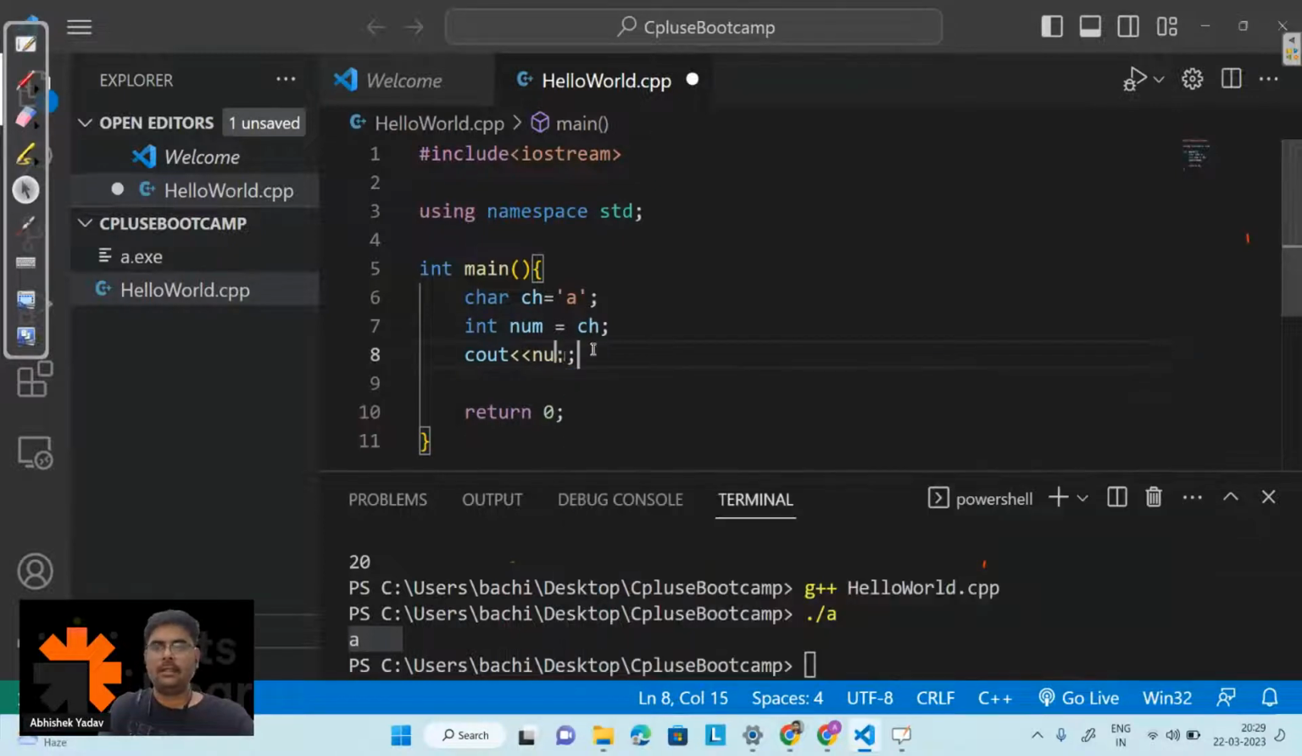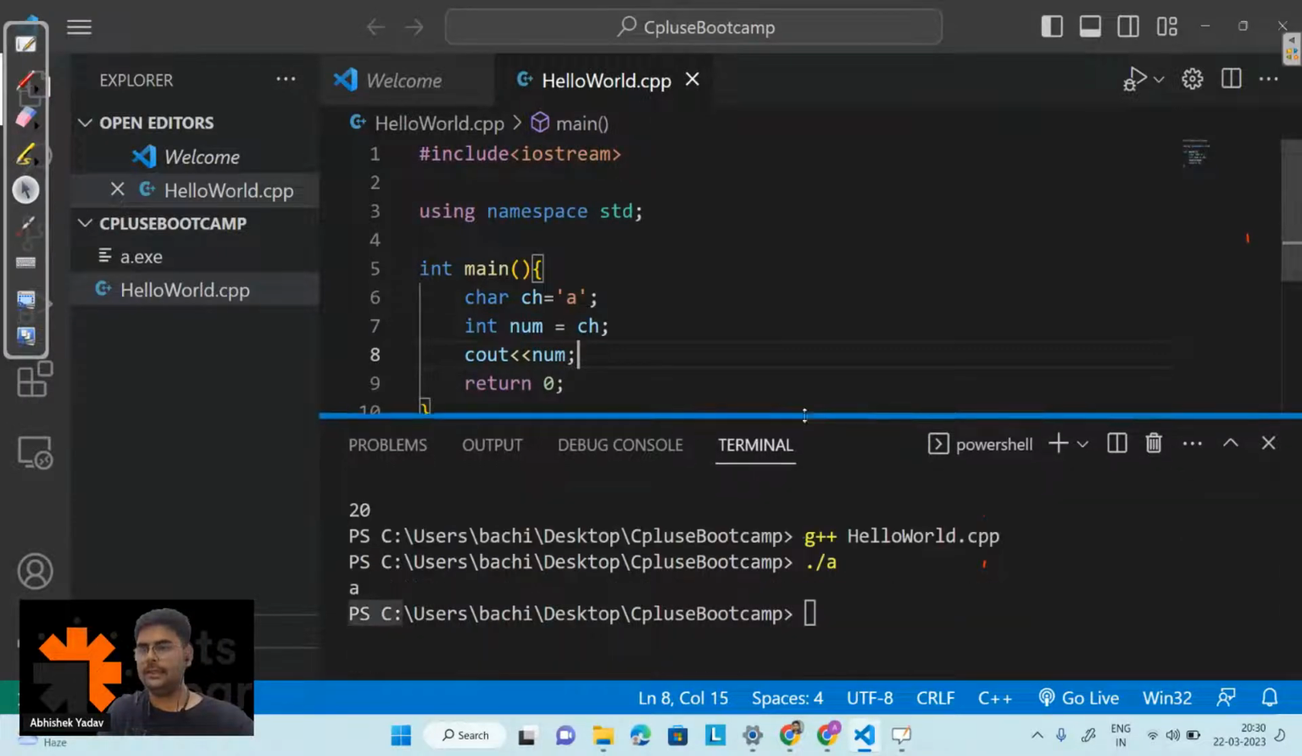Okay, the output that I want is the value of num. What will be the value of num? Okay, let's see. Please write in the chat, what will be the value of num now? Error. Okay, yeah. So most of you are saying ASCII value. Okay, some of you are saying error, right? Yeah. So let's see the output, right?